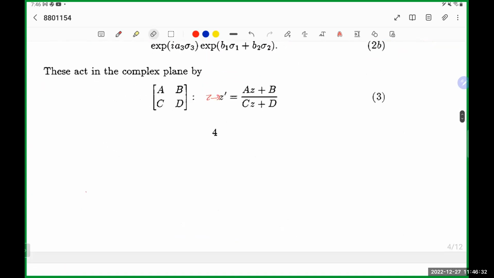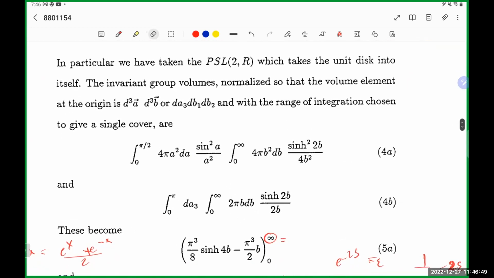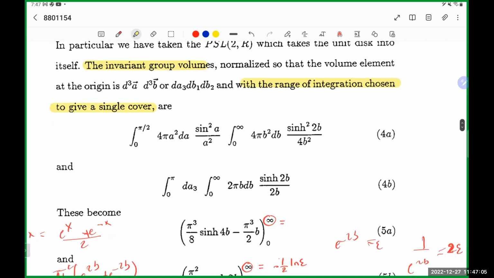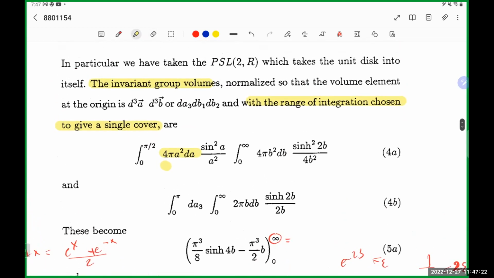But let's see. Okay, so then in particular, now they use a measure. Now we need to see what measure to use to calculate the volume, right? And you can see it's SL2C. So in the SL2C, they use some invariant group volume. They basically use the range of integration that gives you a single cover. So if you take a look, you'll see that, yeah, good. So here is the volume. This is basically the volume of a sphere, like pi r squared, right? So you do a volume element, which is d3a, d3b. I'm focusing on SL2C, not SL2R. But right, so d3a, d3b.